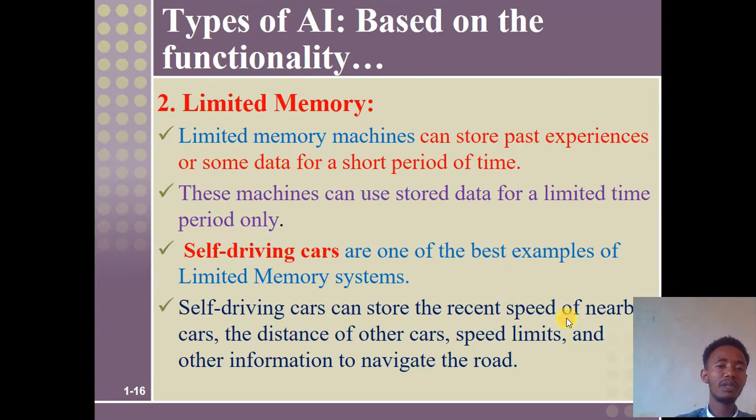So the second one is limited memory. In this, the algorithms or artificial intelligence classified under limited memory can store past experiences or some data for a short period of time. They cannot store the data for a long period of time.